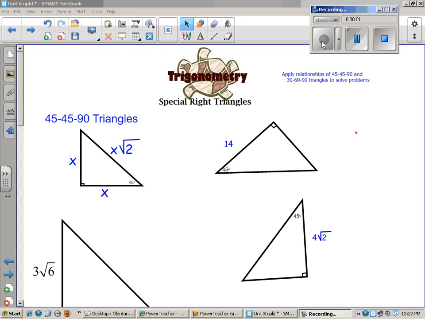We call these special right triangles because their sides are always in the same relationship. There are two special right triangles: 45, 45, 90 and 30, 60, 90. They're named for their angles. So in a 45, 45, 90, the two acute angles are 45 and the other is 90 because it's a right triangle. Besides being right, what other kind of triangle is it?